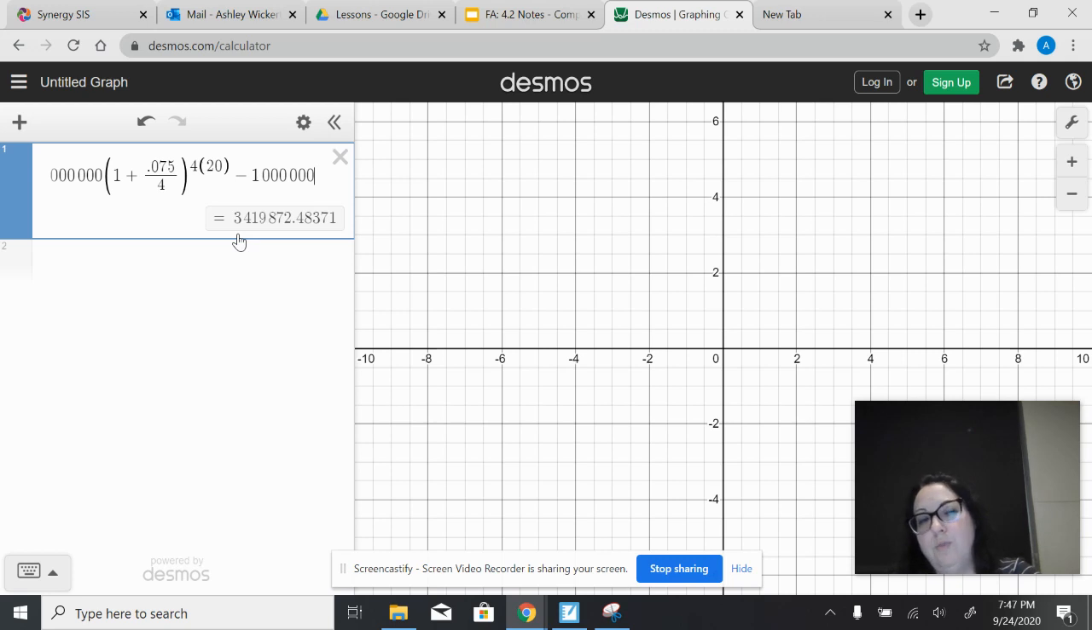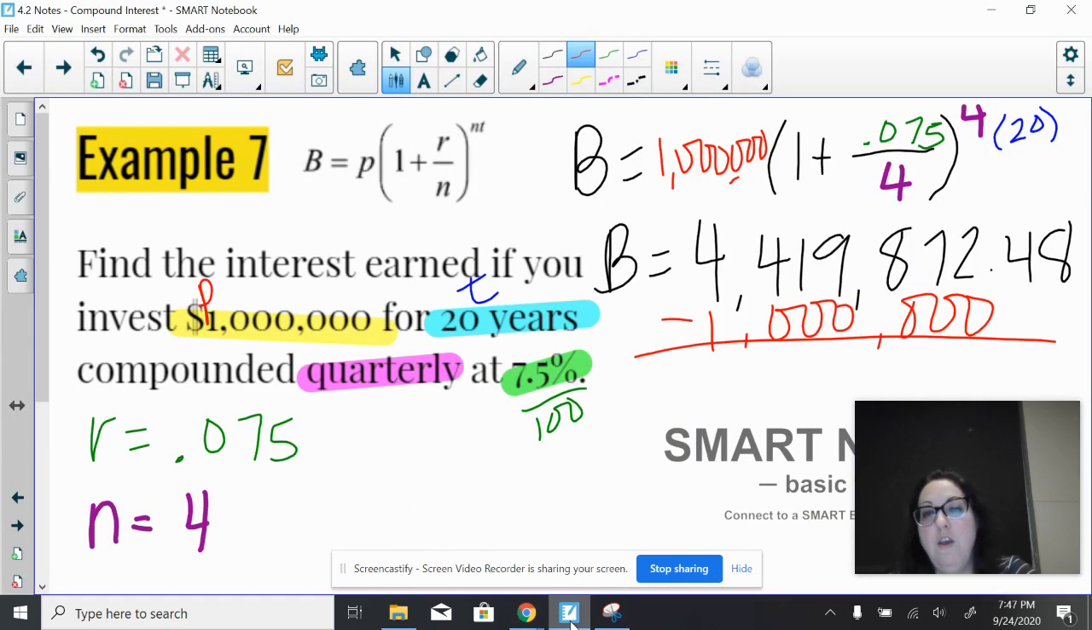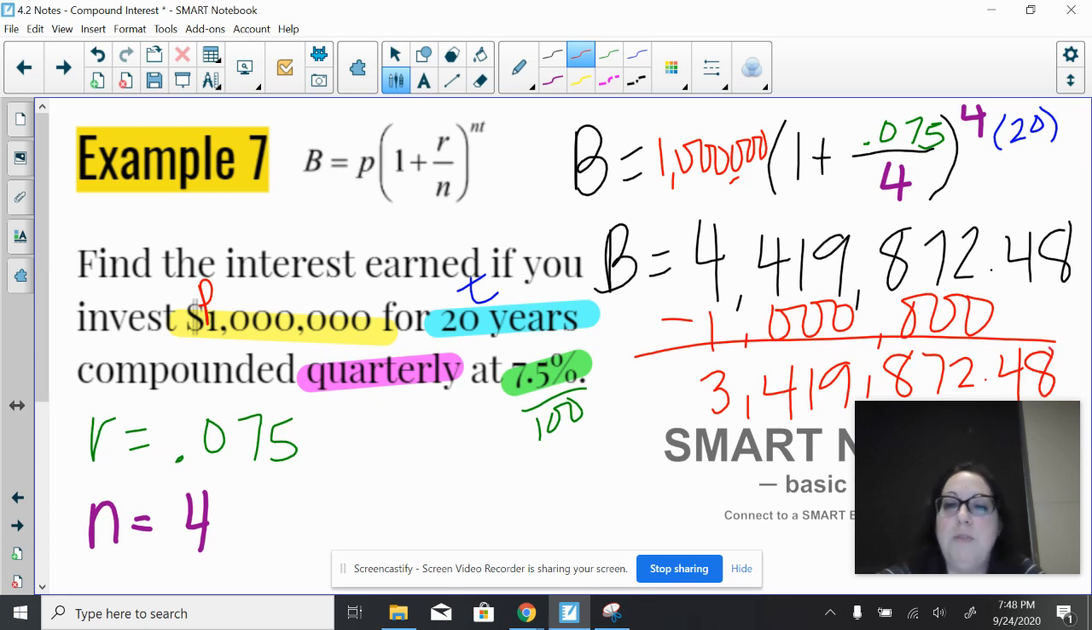We don't really need it, but assuming that we do something that doesn't have a nice even $1 million deposit, that's how I would solve this out. We are going to get an interest amount earned in the amount of $3,419,872.48. Looks pretty cool there. I'd be okay with that. That is the interest earned over the 20 years. So we found the account balance, we subtracted the principal, and we found our interest.